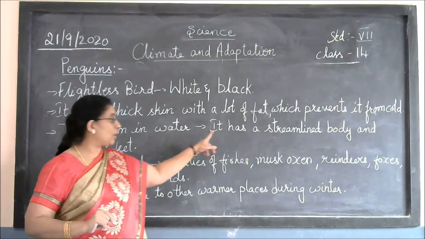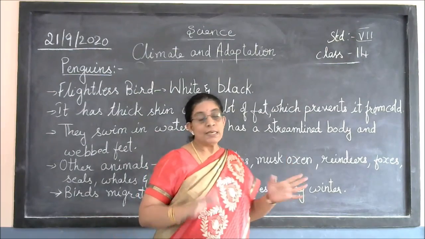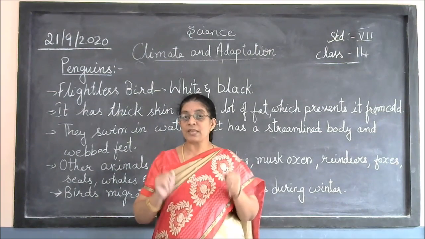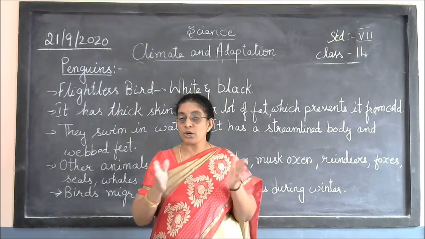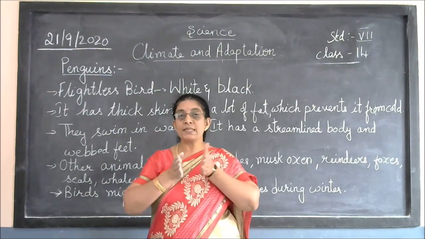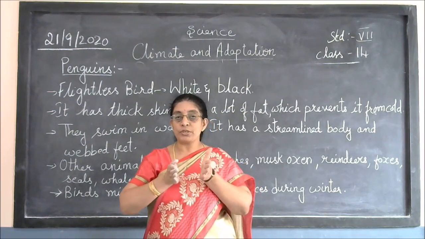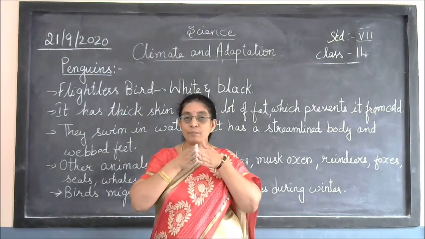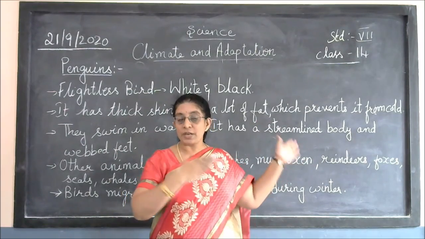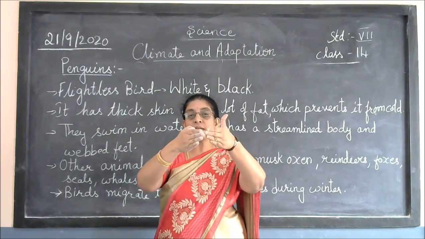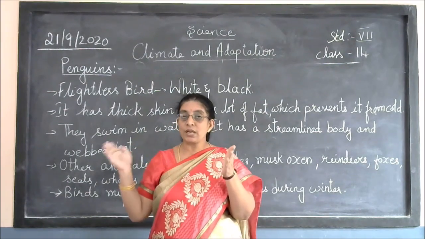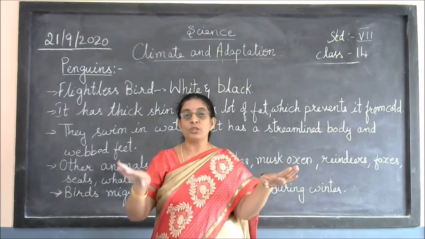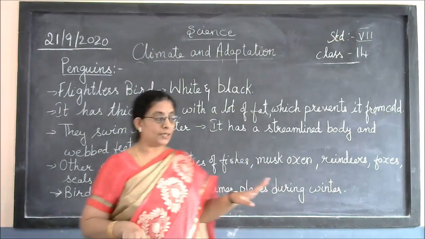Not only that, they have got a streamlined body. Streamlined means what? You must have read in 6th standard. Okay? The fishes have got the streamlined body. Not only the fishes, even the birds. That is, it will be in the shape of a boat, where the front portion is a little sharp, so that it can push through the air and fly. So the fish also has a streamlined body. Like that only, the penguin's body also is a streamlined body where it can push through the water and swim in the water.